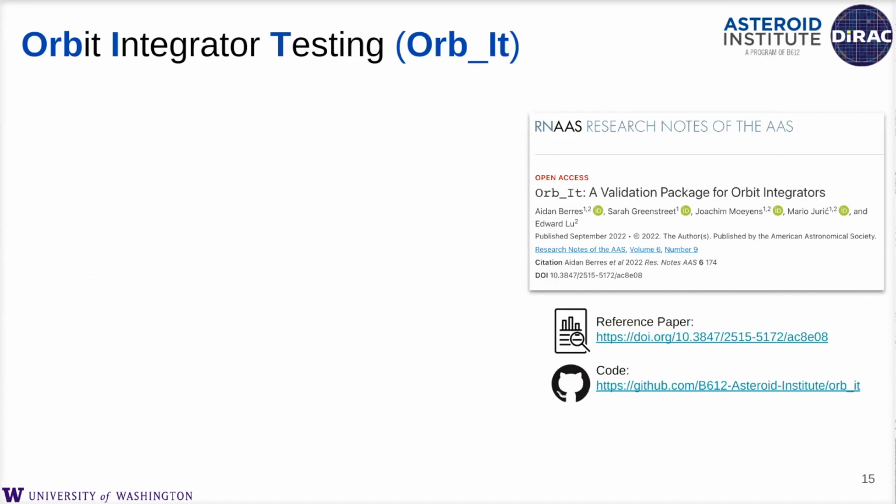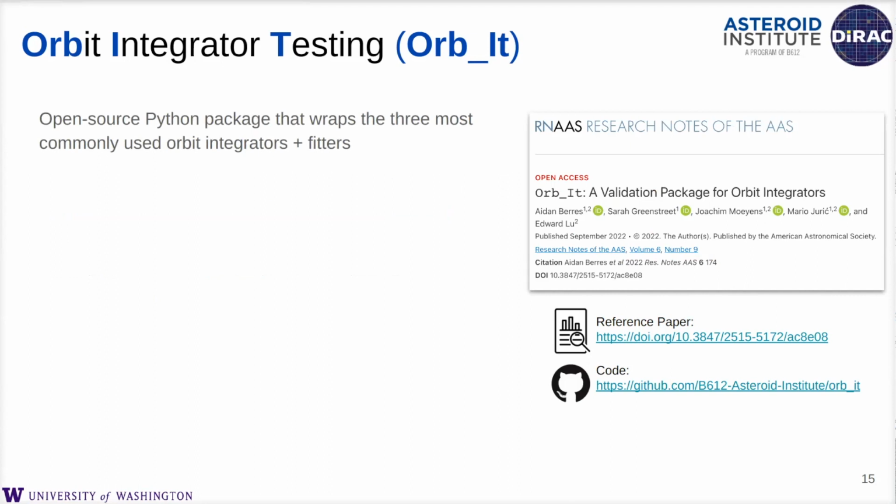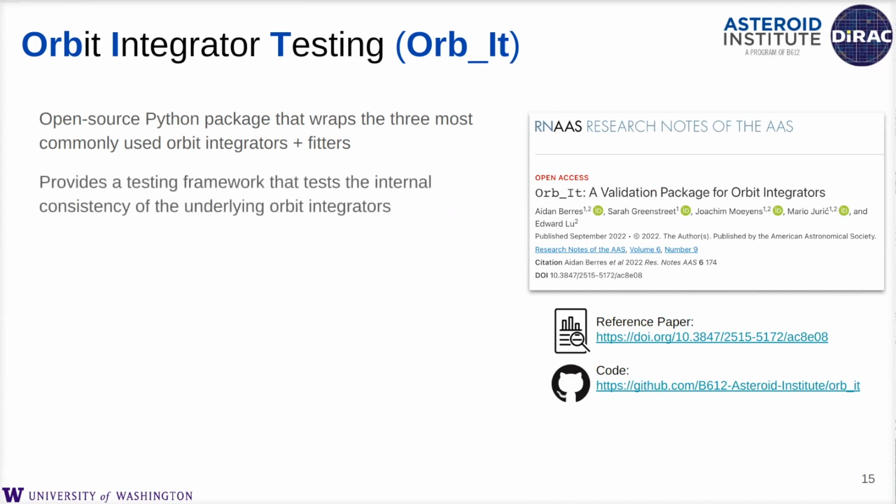Okay, so what did we do? We built what we like to call orbit integrator testing, or Orbit for short. This was done by Aidan Berres at the University of Washington. It's an open source Python package that wraps the three most commonly used orbit integrators and fitters, the ones I mentioned from the slide before. What it provides is a testing framework that tests for the internal consistency of the underlying orbit integrators. I'm going to go into a little more detail as to what that means in a bit.